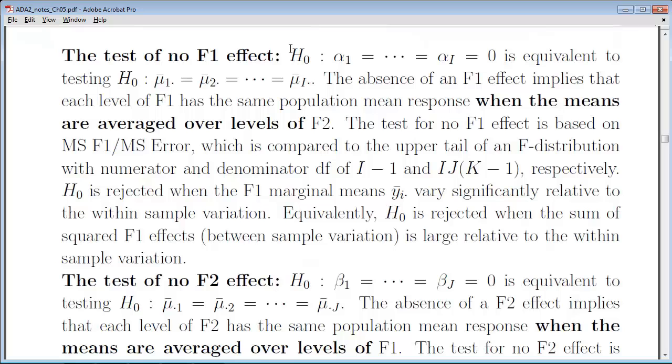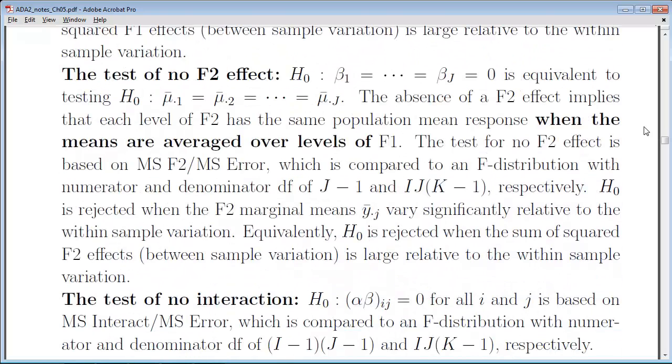And each of our tests has this form where we're asking, are all of the effects of, say, insecticide equal to 0? Meaning, can we simply describe all insecticides by the grand mean, or by a common mean? Same thing for doses.